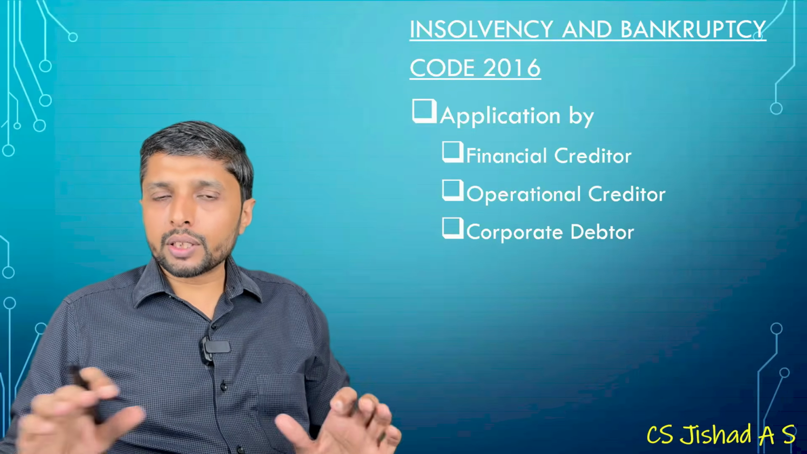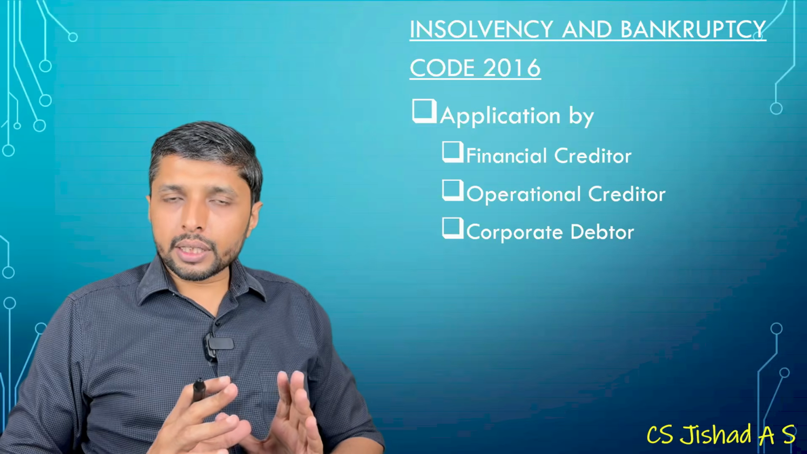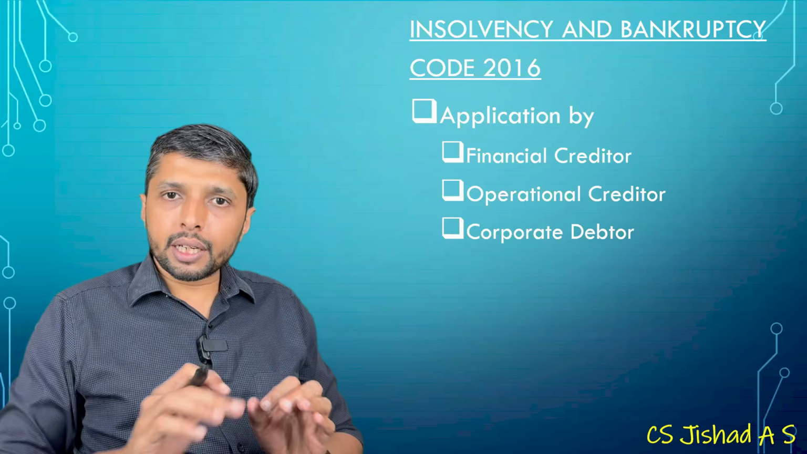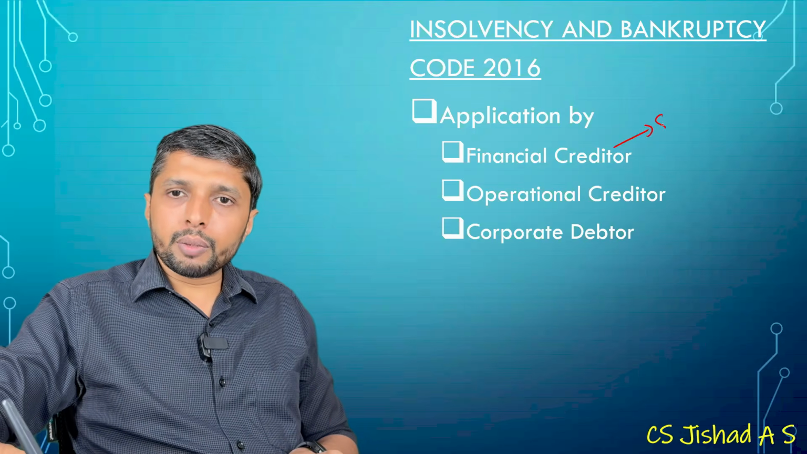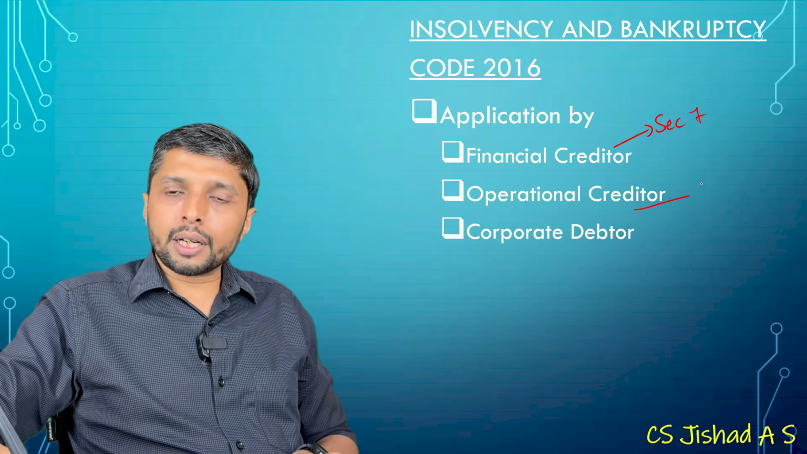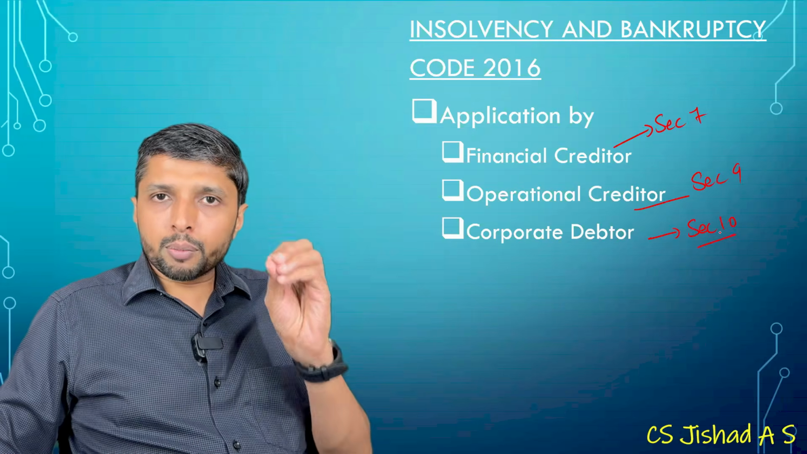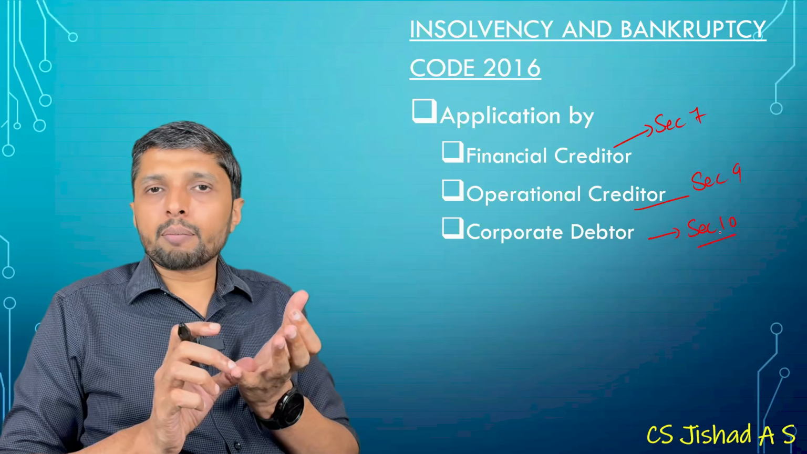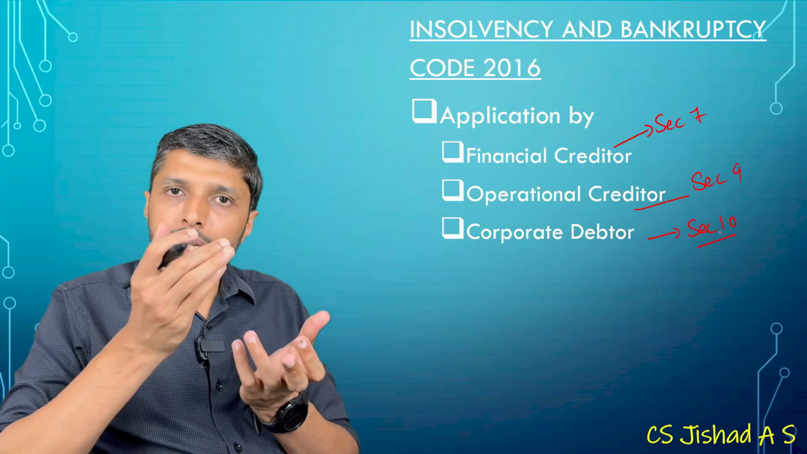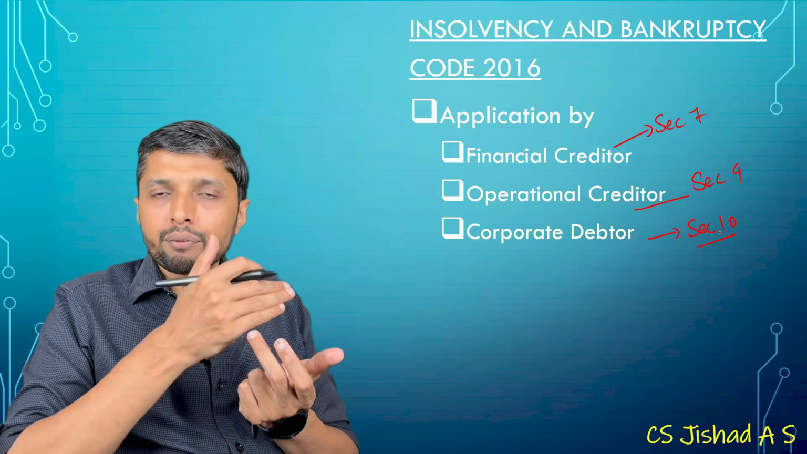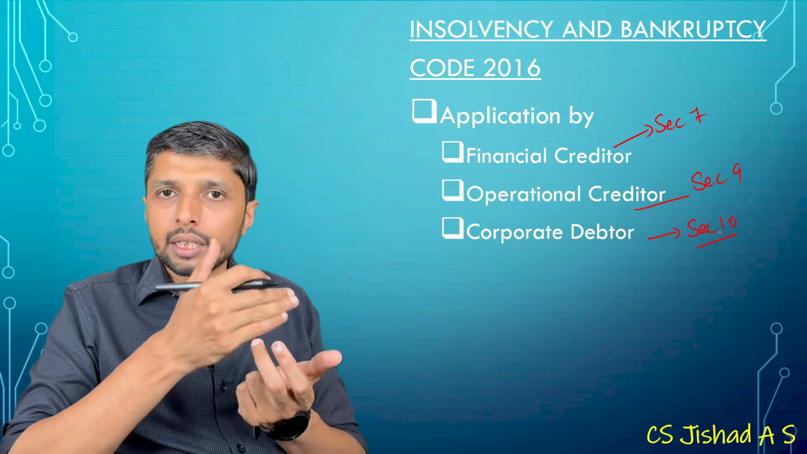Then we have the provision related to the Insolvency and Bankruptcy Code. Under this provision, the application to NCLT can be made by the financial creditor under section 7, by the operational creditor under section 9, and by the corporate debtor under section 10. The procedure is that they will make an application to NCLT. NCLT may accept or reject the application. Before rejecting, they will give an opportunity to rectify the mistake within 7 days.